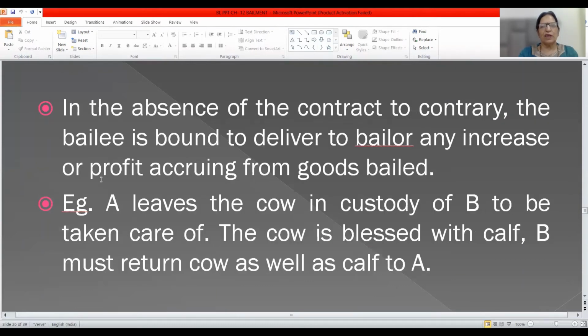In the absence of a contract to the contrary, the bailee is bound to deliver to the bailor any increase or profit accruing from the goods bailed. Say, the bailor has left a cow with the bailee because he has planned a certain trip. Now, in the absence of the bailor, the cow gives birth to a calf. Then in that case, the bailee must return the cow along with the calf.